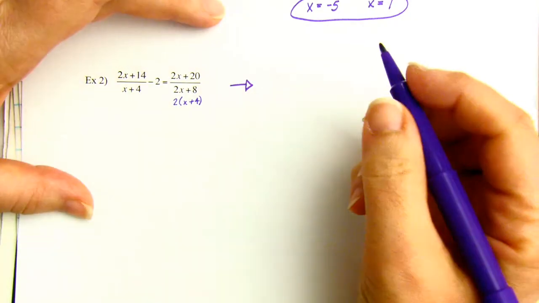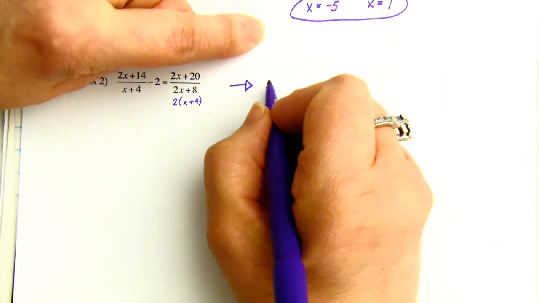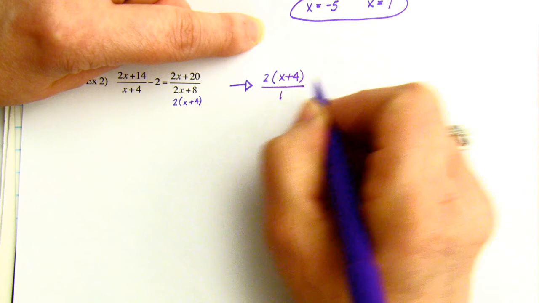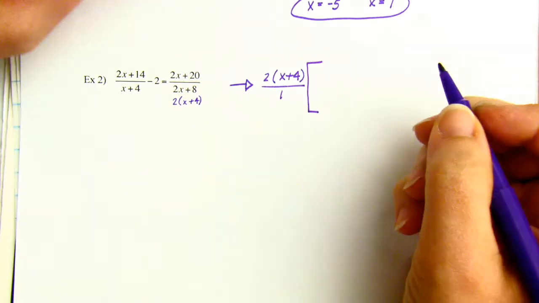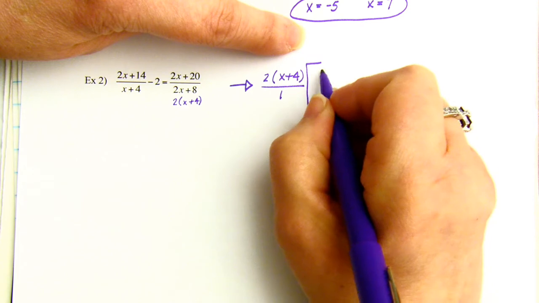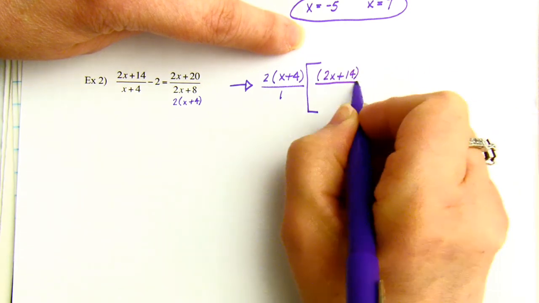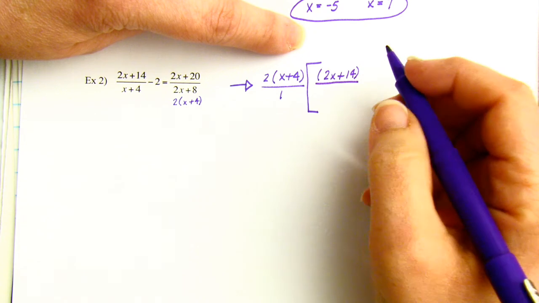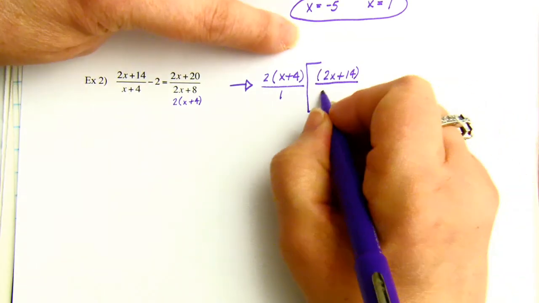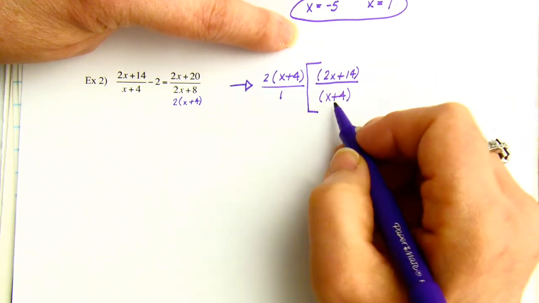All right, so my common denominator is I need the x plus 4 and I need the 2, because that x plus 4 is already in there. So it's 2 times the quantity x plus 4 over 1. I put a bracket and copy my equation. 2x plus 14 is a quantity. Yeah, I understand there's a GCF in there, but I'm going to leave it like that for now because it doesn't pay me to factor it. Because if I take a 2 out, it's not going to be an x plus 4 anyway.